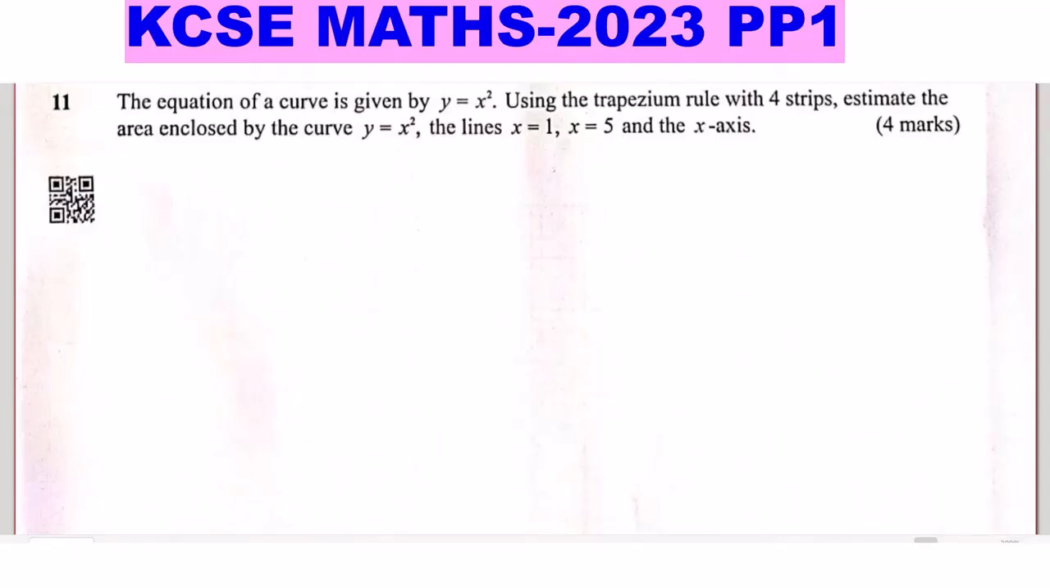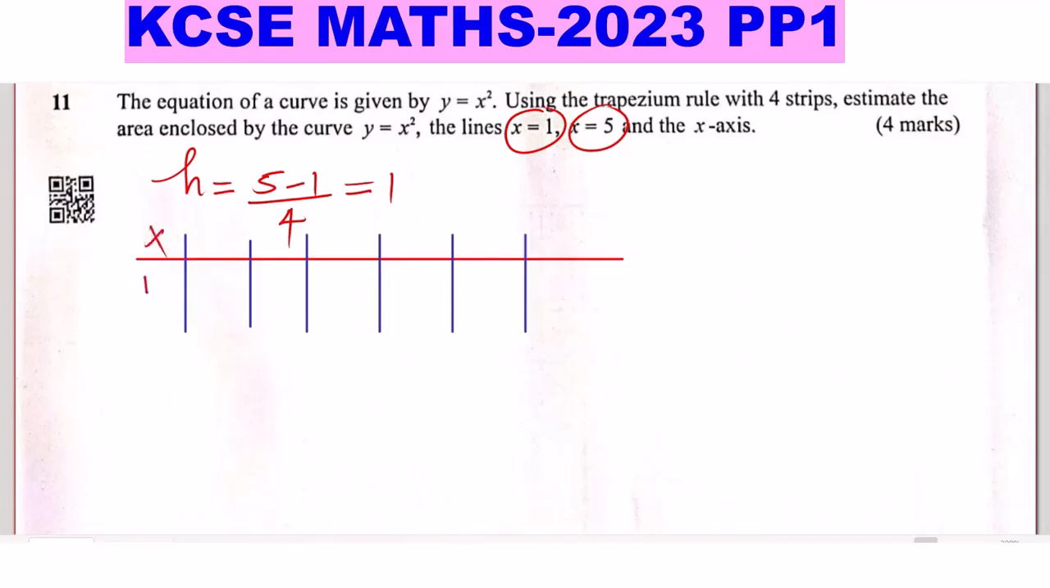What height are we going to use from x equals 1 all the way to x equals 5? To get the height, we take the difference in the interval from x equals 1 to x equals 5. So we take 5 subtract 1, divided by the number of strips required. And this will give the height of 1. So if we prepare a table of values from x equals 1 to x equals 5, you're going to use the uniform height of 1. So let us prepare the table of values.